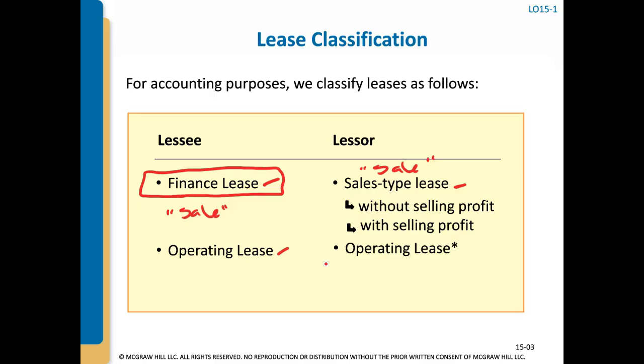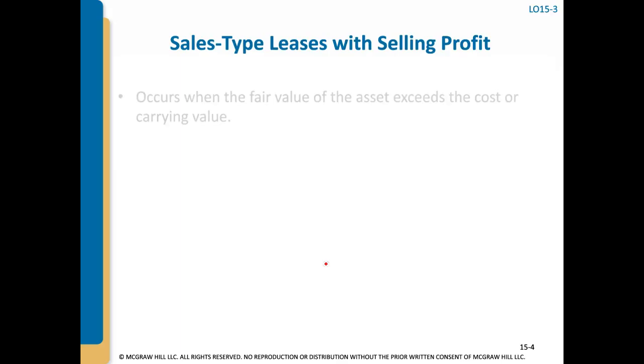And just like if a company had a sale, they could sell an asset with profit or without profit. We have a separate video for how to account for a sales type lease without selling profit. In this video, we'll be going through how to account for a lease with selling profit. It's only slightly different than the without selling profit. And the lessor can also have an operating lease.